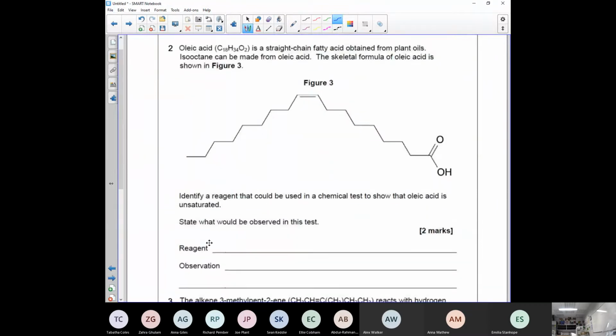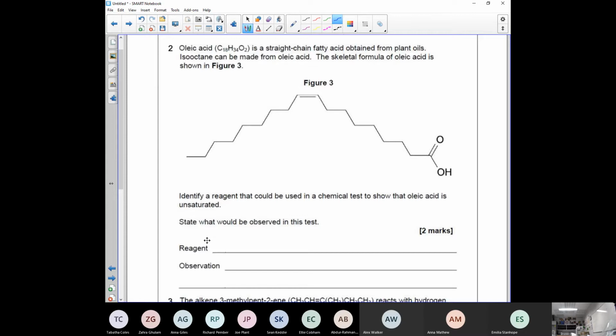Okay, so nice big chain, and it's given it this terrible biology name that I'm scared of. Oleic acid, C18H34O2. So it is a straight chain fatty acid. Don't be scared by the term fatty acid. It's just super long carboxylic acids. And it's obtained from plant oils. So isooctane can be made from oleic acid, and this is the skeletal form of it.